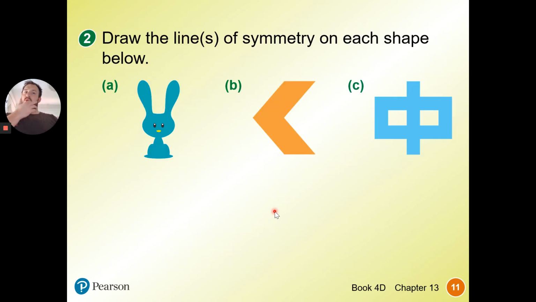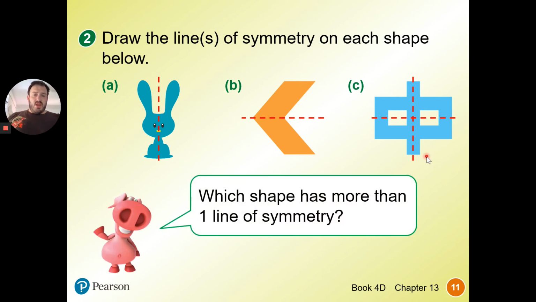It is a symmetrical shape along the dotted line of symmetry. So draw the lines of symmetry on each shape. So with this rabbit, we would be able to draw the line straight down the middle. For this shape, if we drew it down the middle, it wouldn't be symmetrical, but we could go horizontally. And for C, well, we could go down and we could also go across. So we could actually do both, but we couldn't go diagonally. So which shape has more than one line of symmetry? It's letter C, because it's got 2 lines which we can reflect it in.